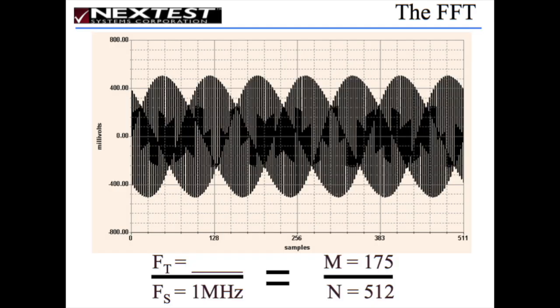Okay, we push M up again. M is now 175, so go ahead and count them. There's 175 cycles of the fundamental there. So 1 megahertz times 175 divided by 512 is 341 kilohertz. So if you were sampling 341 kilohertz with a 1 megahertz sample rate, this is what you get. You get something that looks like this. And now we do the FFT on it.